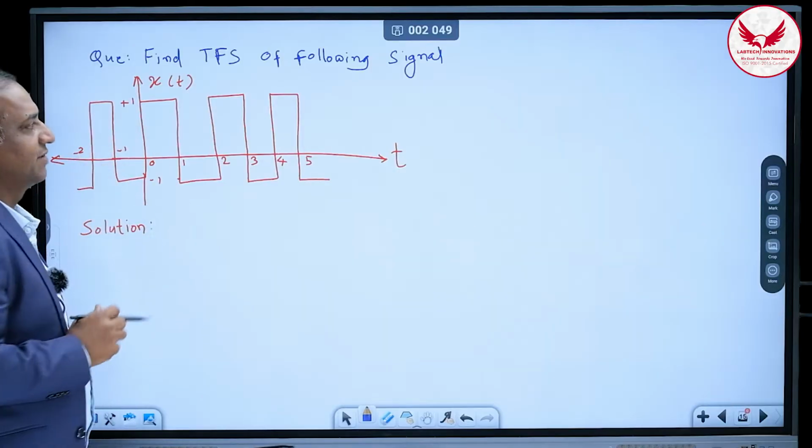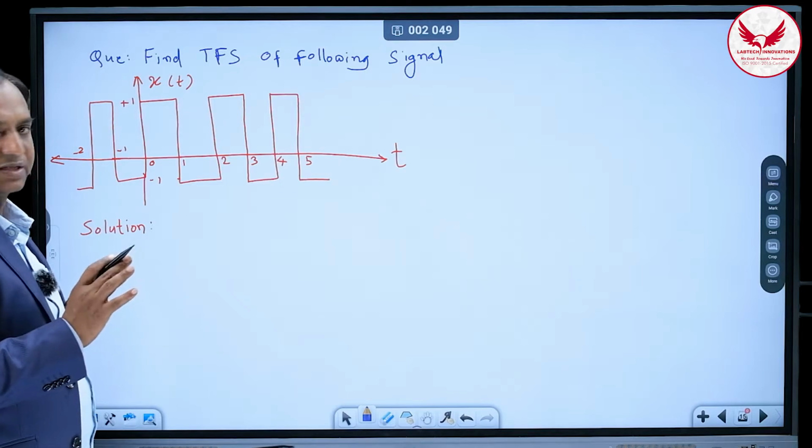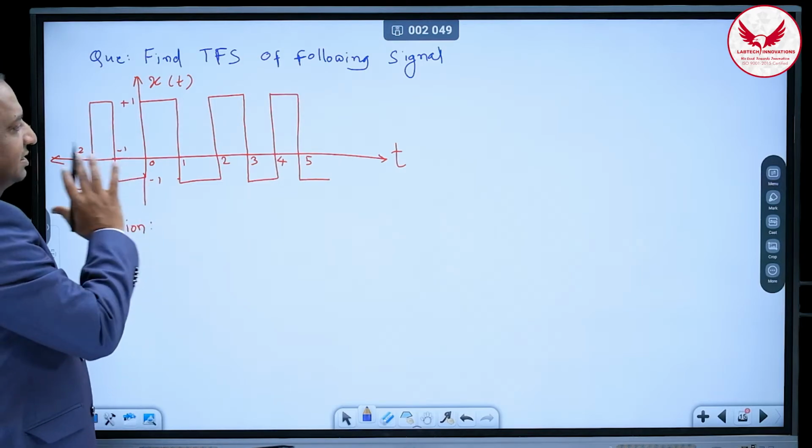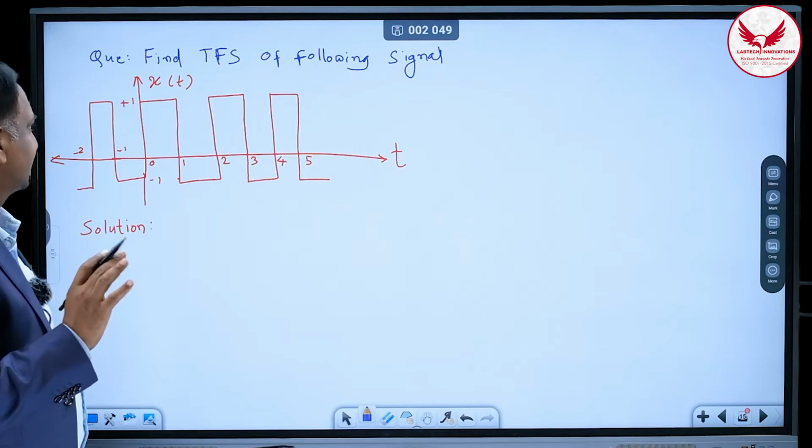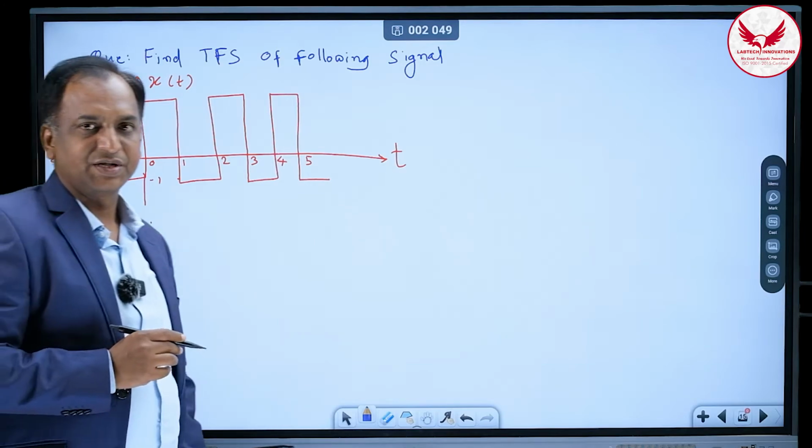Now the question is, find the trigonometric Fourier series of the following signal. The signal is given, that is x of t. Now I will tell you the steps to find out the trigonometric Fourier series.